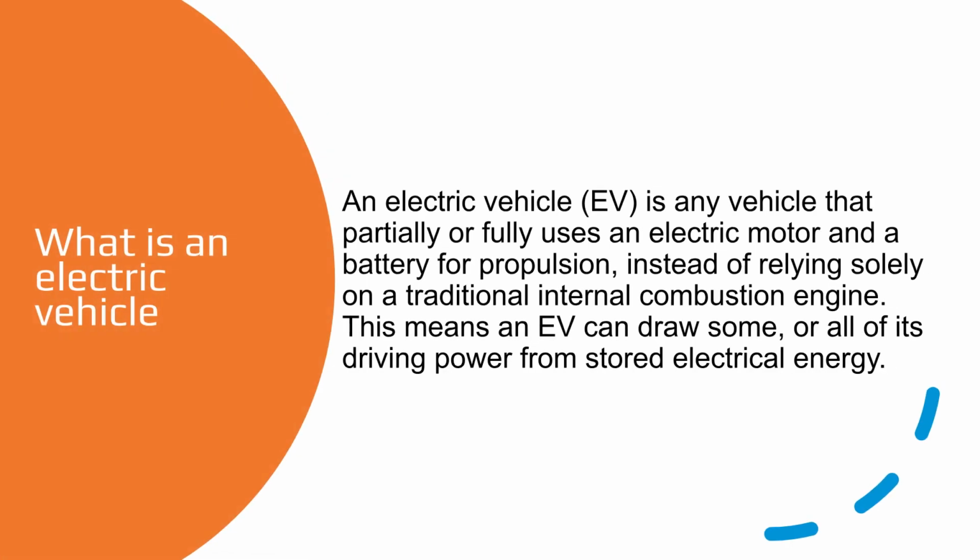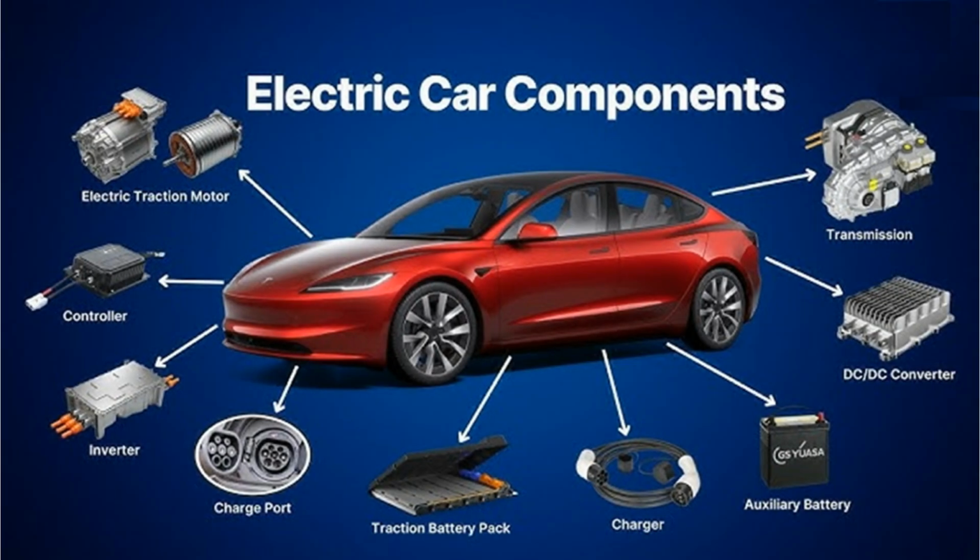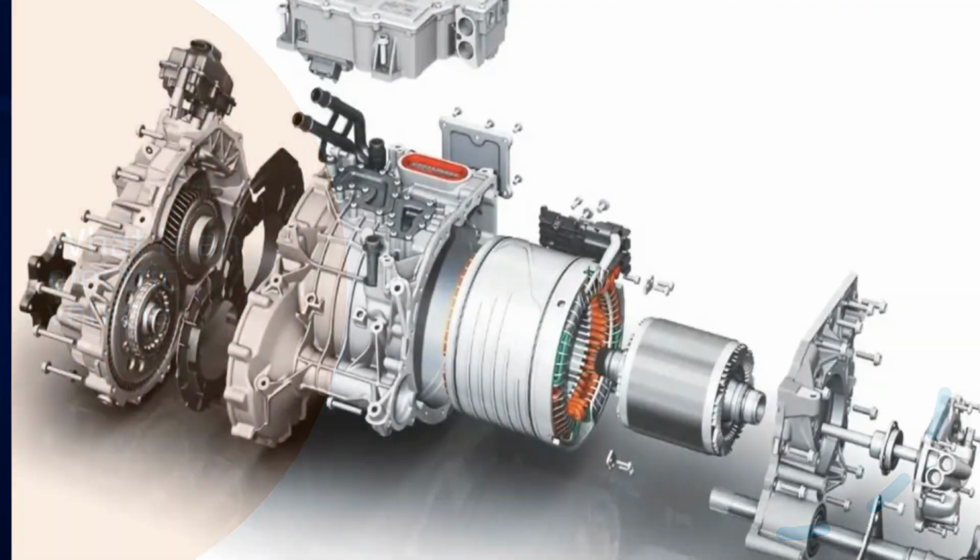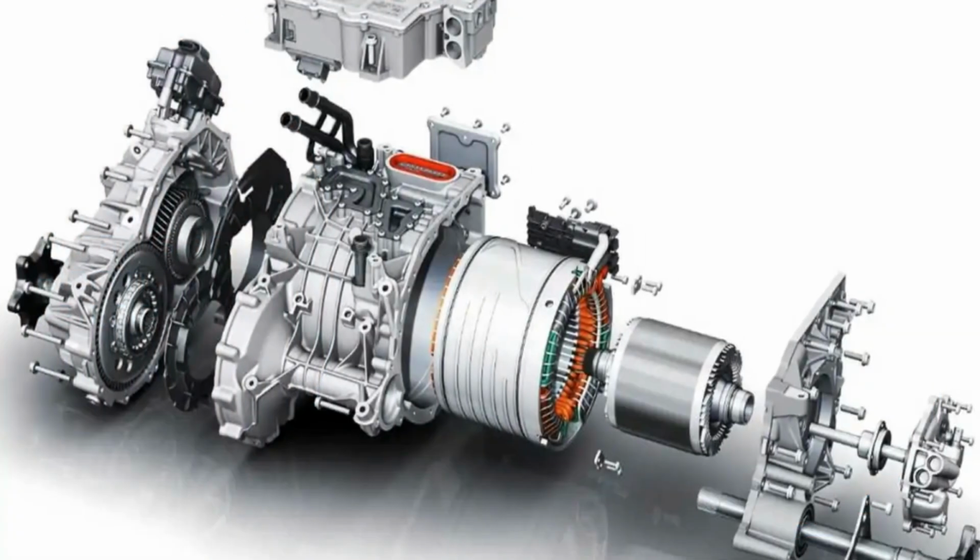An electric vehicle, or EV, uses an electric motor and battery for propulsion, reducing or eliminating reliance on a traditional internal combustion engine. This diagram highlights the core components of an electric car, including the traction motor, battery pack, inverter, and charging system. A closer look at the electric powertrain reveals the specialized components that drive modern electric vehicles.